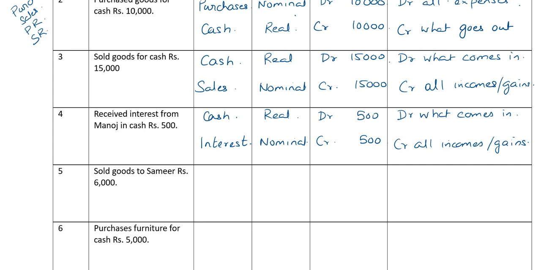The next transaction, sold goods to Samir rupees 6,000. In the accounting equation, the stock will reduce by 6,000 and debtor or Samir's account will increase by 6,000. So let's write the two accounts involved. One is Samir's account and the other is sales account. Samir is a personal account. Sales is a nominal account.